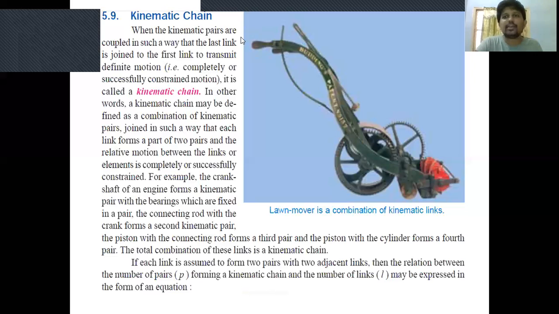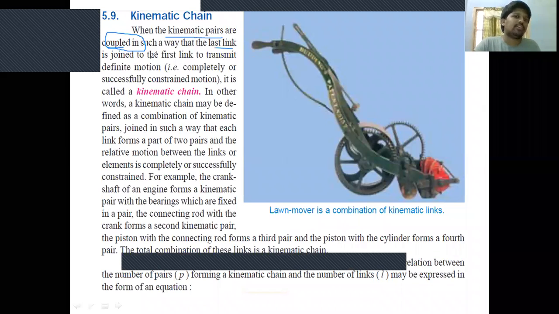Right? What are they here? You have kinematic pairs here. They are coupled in such a way that the last link is joined to the first link to transmit some definite motion. When the last and the first link are joined, you find whether you have some definite motion there, then they are defined as kinematic chains. You add all the pairs, you couple them, the first and the last link should be combined, and you should have some definite motion there, then they are defined as kinematic chains.